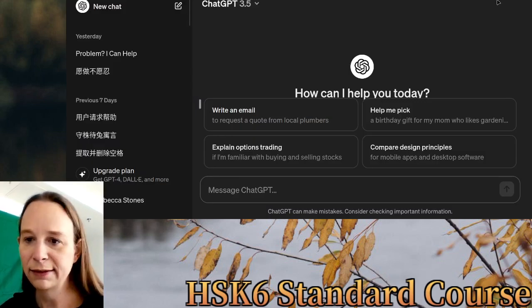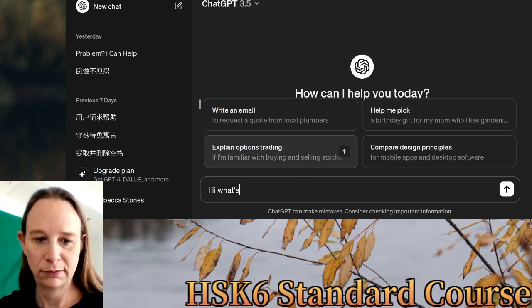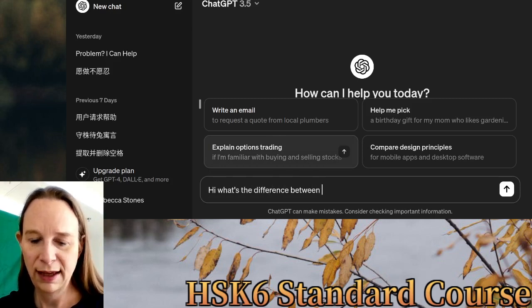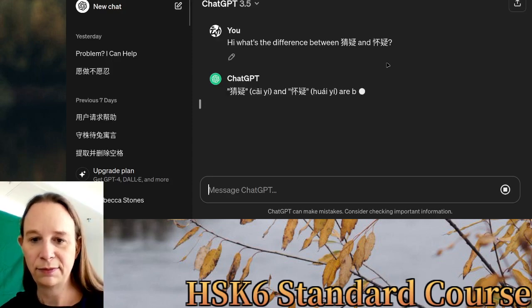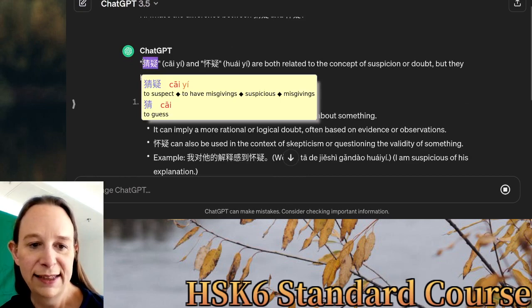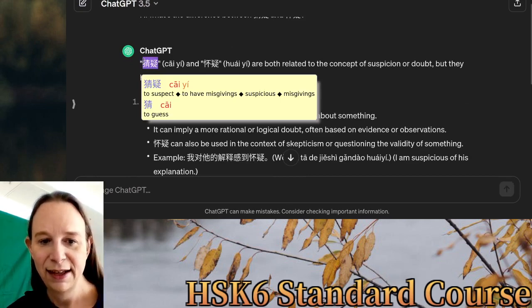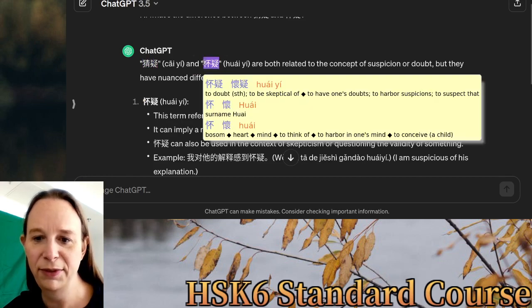猜疑, all right. What's the difference between 怀疑 and 猜疑? Let's ask ChatGPT. 猜疑 and 怀疑. 猜疑 means to suspect, and suspicions, so it's both a noun and a verb. 怀疑 means to doubt, and this is just a verb, or they're only listing verb usages there.